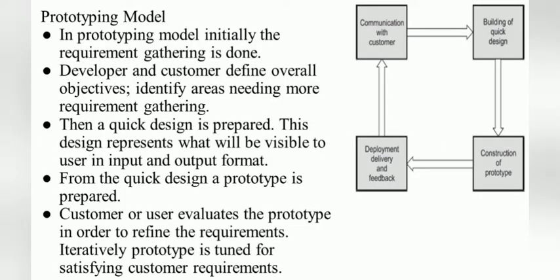Prototyping model. In prototyping model, initially the requirement gathering is done. Then the developer and customer define the overall objectives and identify the areas needing more requirements gathering. Then a quick design is prepared. This design represents what will be visible to the user in input and output format. From the quick design, a prototype is prepared. Then the customer or user evaluates the prototype in order to refine the requirements. The iterative prototype is tuned for satisfying the customer requirements. This is the diagram for the prototyping model.